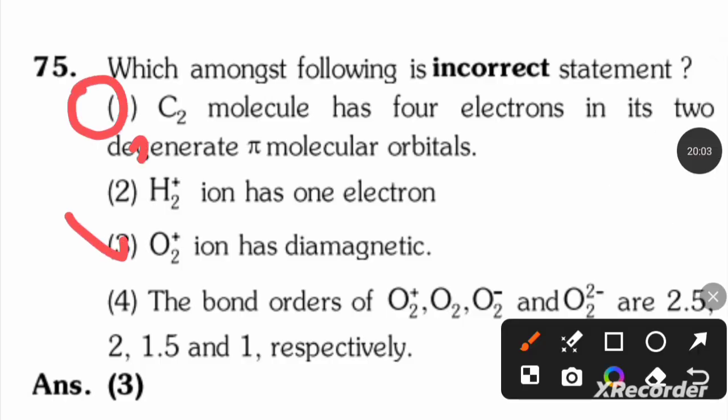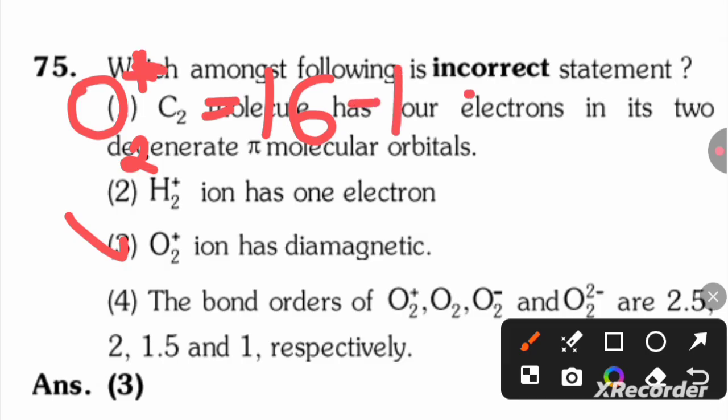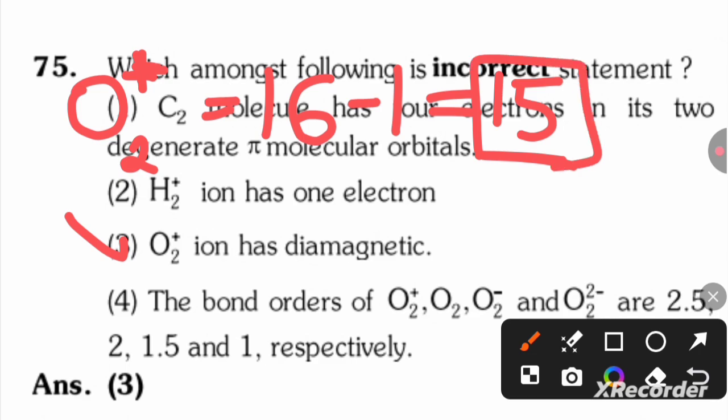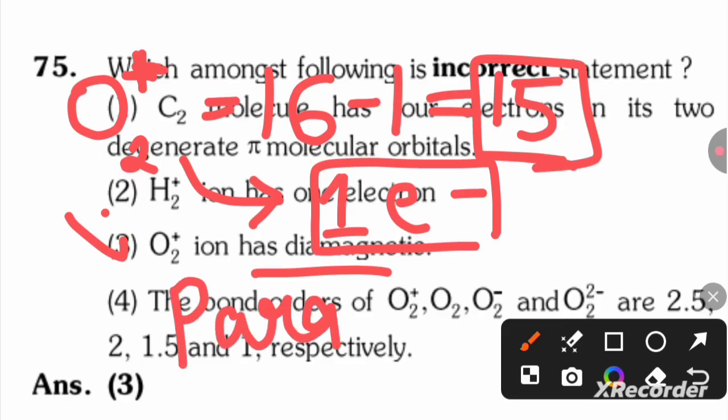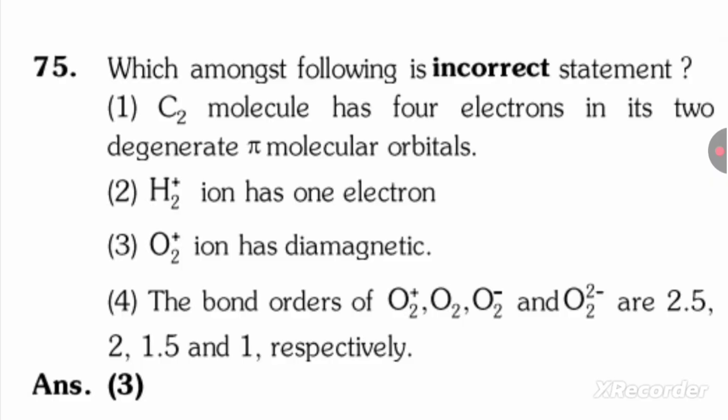O2 plus ion. An oxygen molecule has 16 electrons; the atomic number of an oxygen atom is 8, so 8 times 2 is 16. Plus means remove 1 electron, so it will be 15. When you write the electronic configuration of 15 electrons, you can find that in O2 plus there is 1 unpaired electron. When 1 unpaired electron is present, it will be paramagnetic, not diamagnetic. That's why option 3 is the incorrect statement, that O2 plus is diamagnetic.